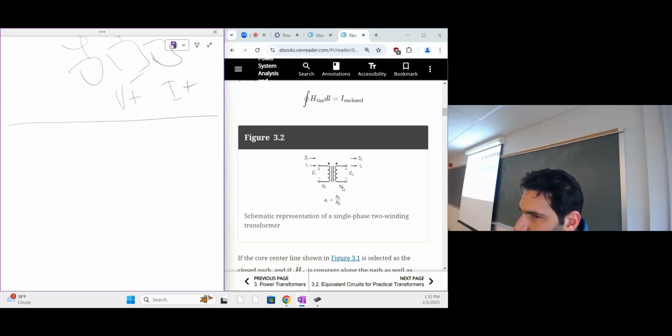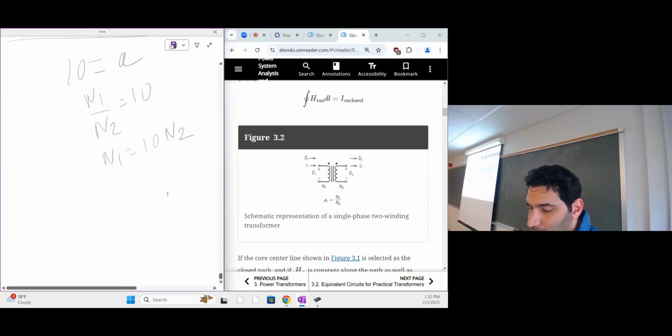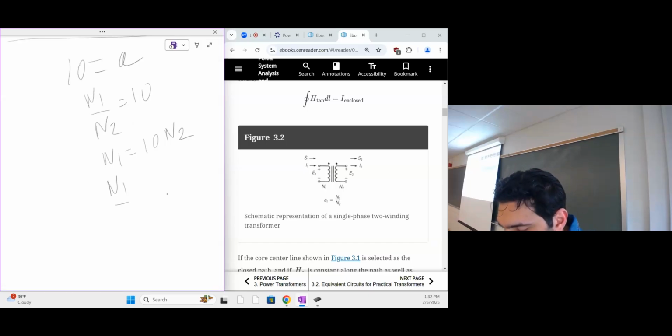So the same voltages will be on both sides. This is A, which is called the turns ratio. That's the ratio of transformation between one side and another. So let's say if A is 10, then N1 over N2 would be equal to 10. So N1 equals 10 N2. Typically, we would have N1 given, so we are more concerned about N2. Okay?